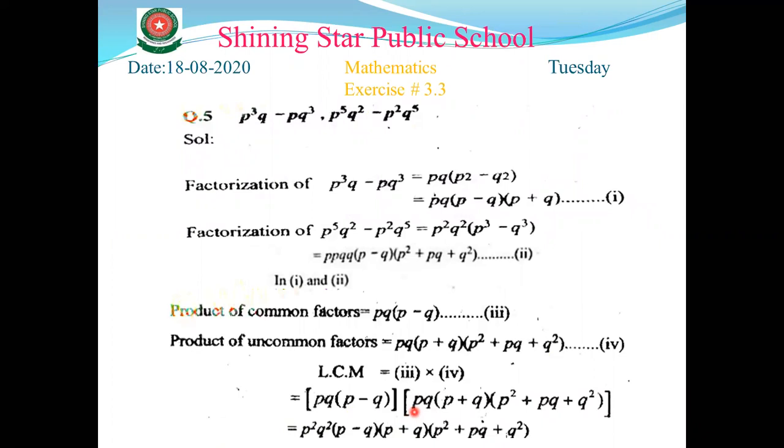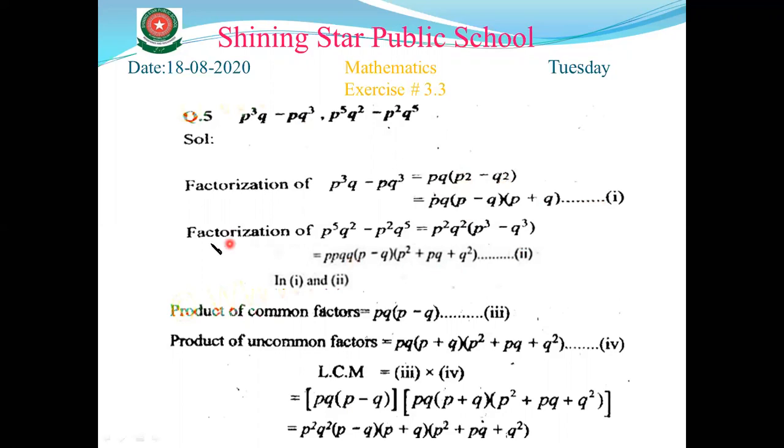Now, question number 5. In question number 5, p cube q minus p cube, p power 5 q square minus p square q5. Okay, now factorization of first term. From the first term, we know that we can take the common p and q. When we take the common p and q, from the first term we will get p square, and from the second term we will get q square. So very simple. P square minus q square is equal to p minus q, p plus q, because a plus b, a minus b. So this is the equation number 1.